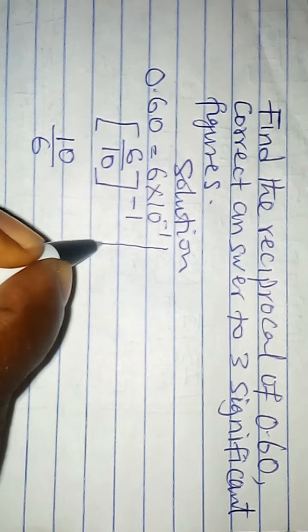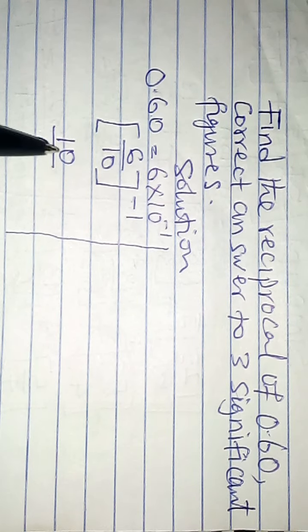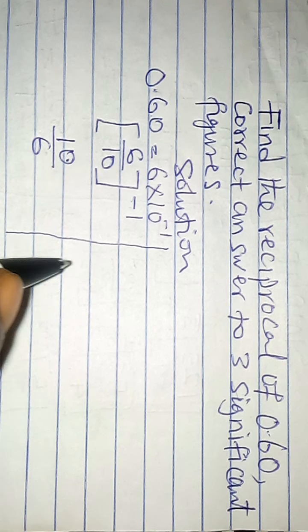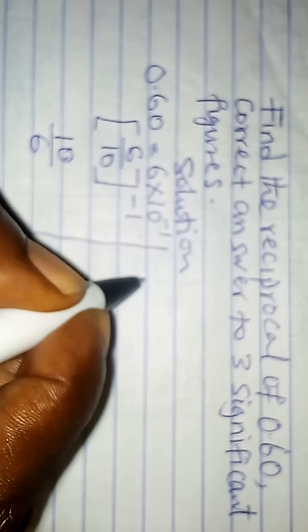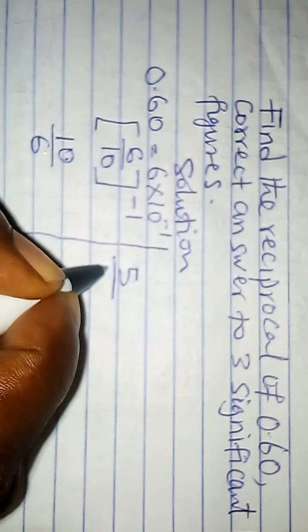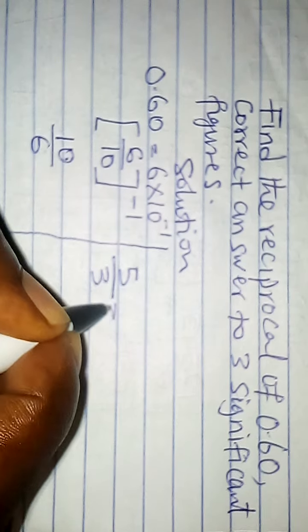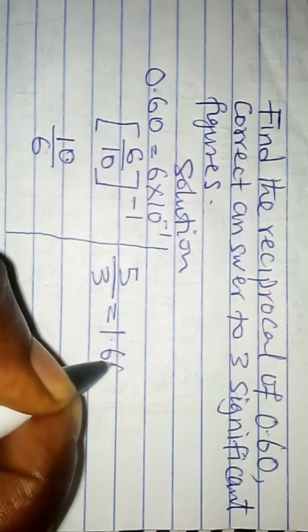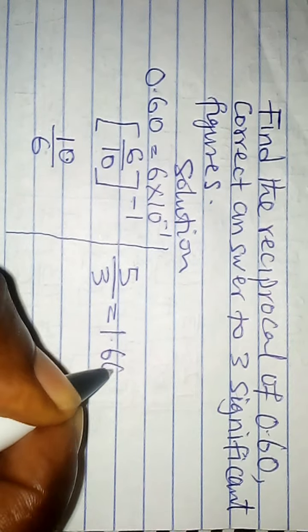So the next thing we are going to do is to look for a number that will divide 10 and also will divide 6. If we do that, 2 goes into 10 to give us 5, and 2 goes into 6 to give us 3. At this point, 3 can go into 5 one time with a remainder, giving 1.666.